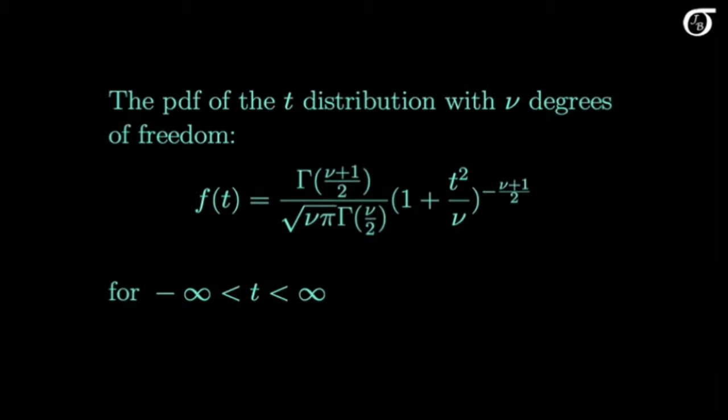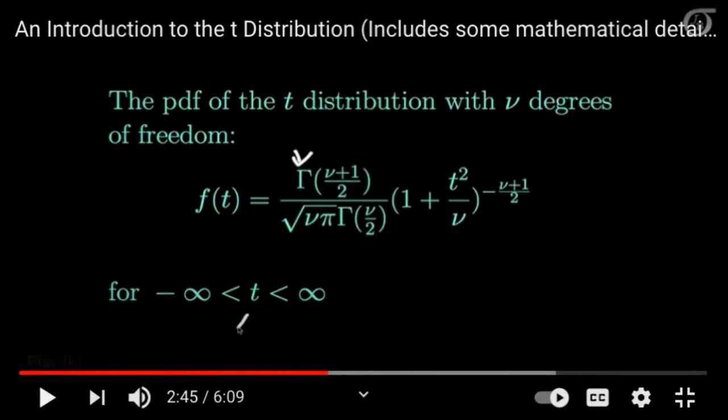Here's the probability density function of the t-distribution with nu degrees of freedom. The PDF of the t-distribution is not something we work with directly very often. Gamma represents the gamma function, and I'll let you look that up if you need to learn about that. So this is not something you have to memorize. This is just explaining the t-distribution mathematically. So you really don't have to worry about it, just so you're assured about that.